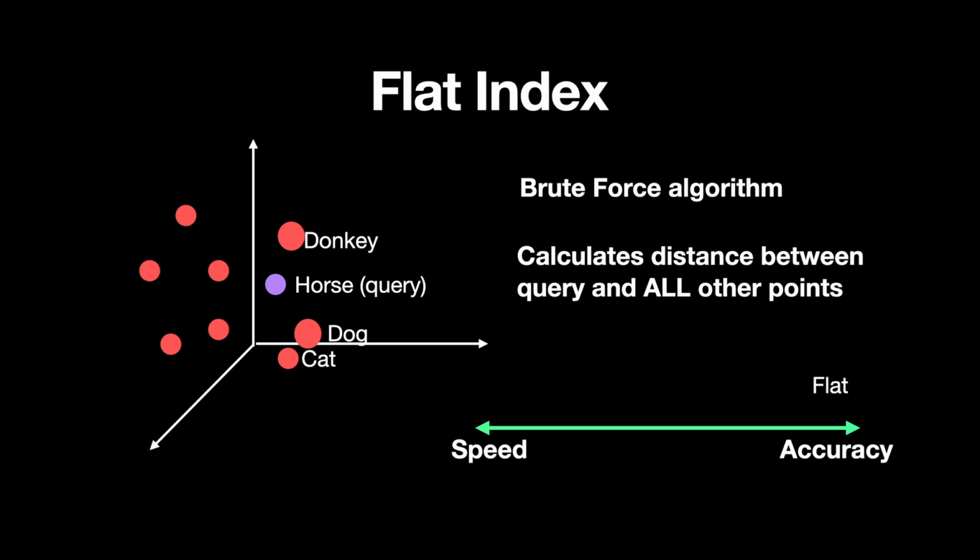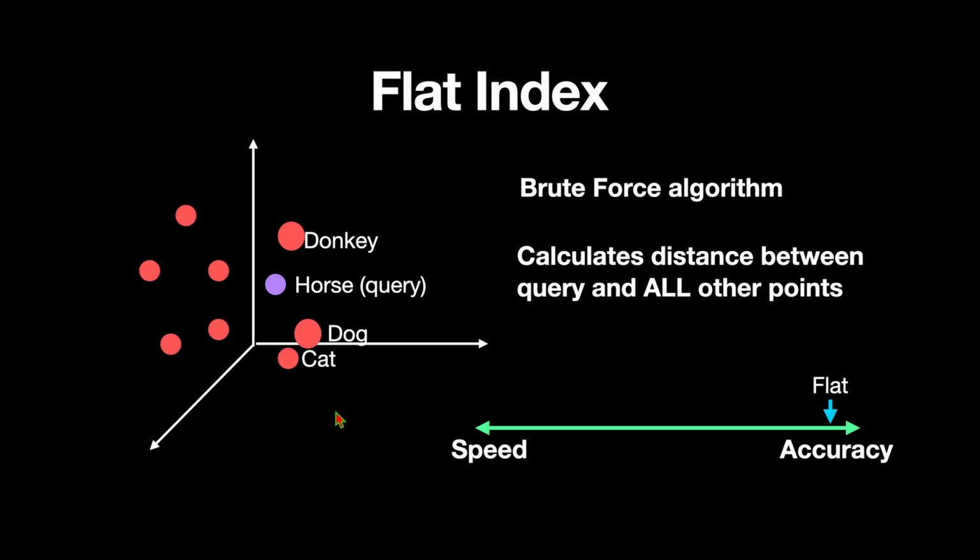So flat index does not approximate the vectors, and in the trade-off between accuracy and speed, flat index is really accurate because it doesn't modify any of the vectors here, nor does it ignore any of these vectors. So it considers all the vectors exactly the way they were embedded. And so it's going to lead to really good accuracy in the speed and accuracy trade-off.